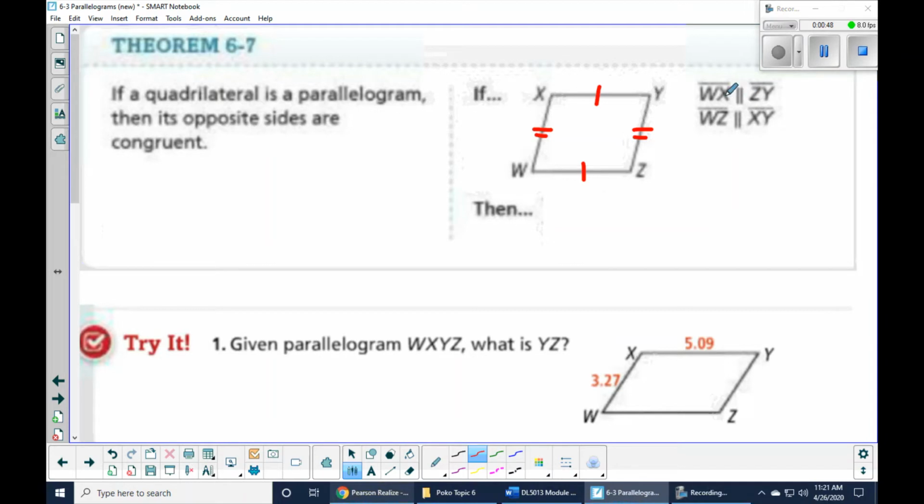All right, so that's our first thing that we're going to make sure we pay attention to. Now, remember, this right here means parallel. The symbol that you're seeing on the right side, that's parallel. So it's telling us that these sides are parallel, but we know that they're also congruent. So that's a big key.